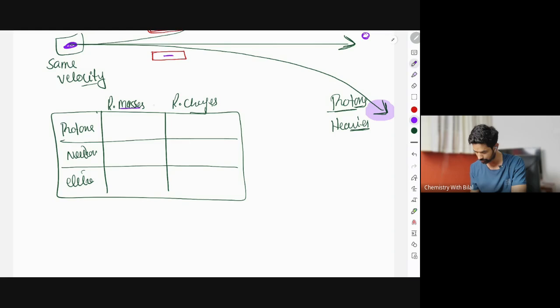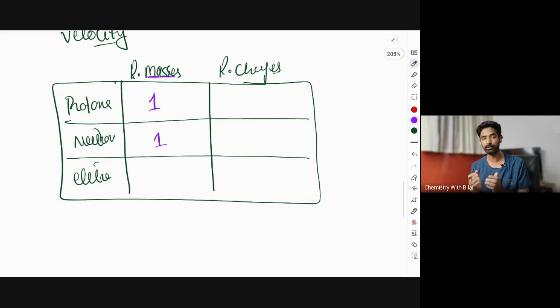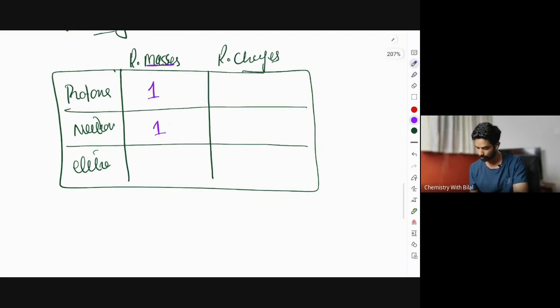So if you talk about relative mass, if the mass of proton is 1, neutron must have almost the same. In A levels we consider it the same, though actually it is not, but there is a very negligible amount of difference. So we can say that proton and neutron weigh the same. But whatever the mass of proton, divided by 1840 is the mass of electron. I explained this for those who are with me since O levels.